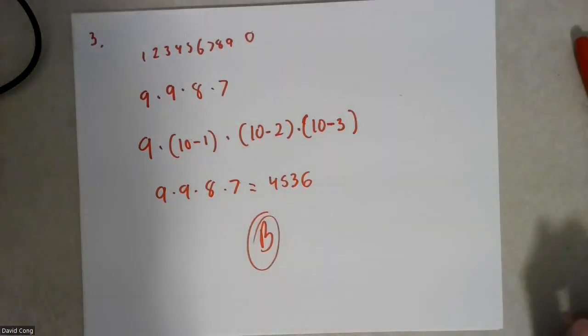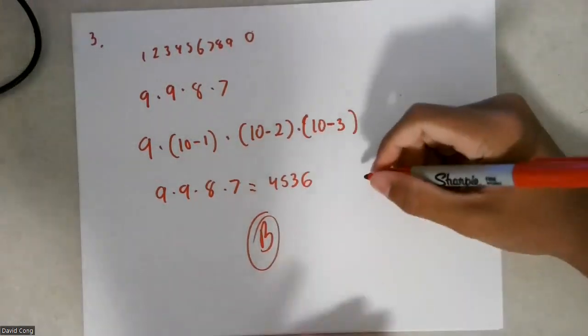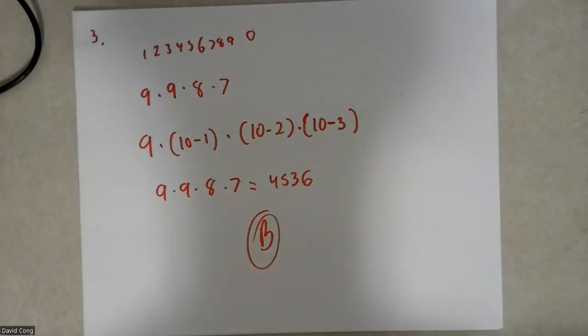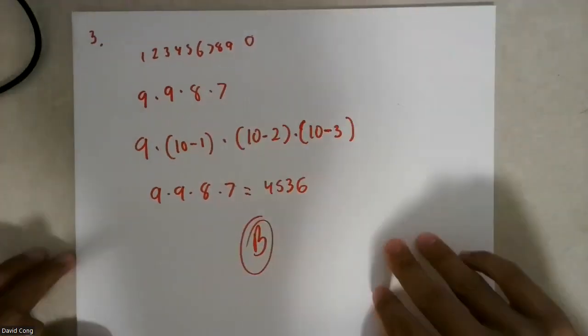It can't be 10. For anyone who put C, it's because you forgot that the first number can't be 0. But once you catch that mistake, you get this.